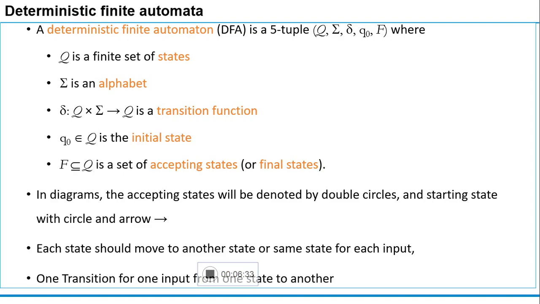And you have an initial state. The initial state will be called Q naught, and you have a set of final states, called F. The initial state is represented with an arrow, and the final state is represented with double circles. In the case of a deterministic finite automata, if you have a start state and you read a particular input, it will move to only one state. If it moves to more states, then you call it a non-deterministic finite automata. So there will be only one transition for one input from one state to another state.